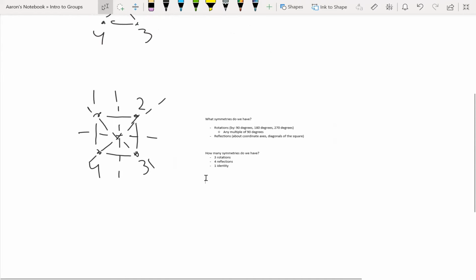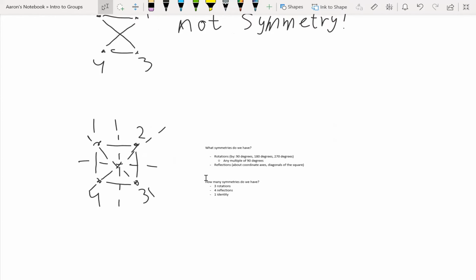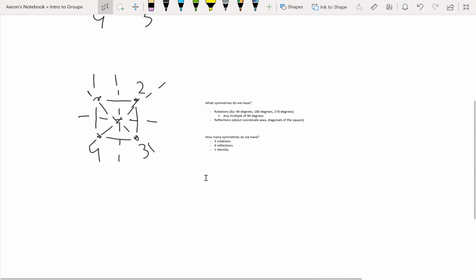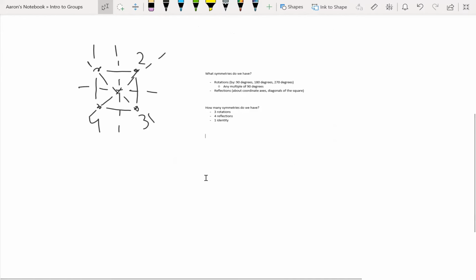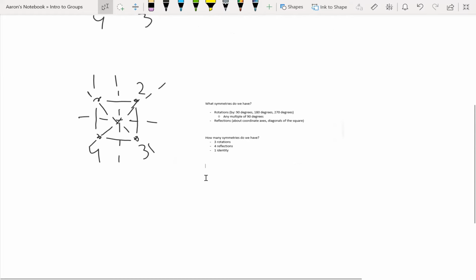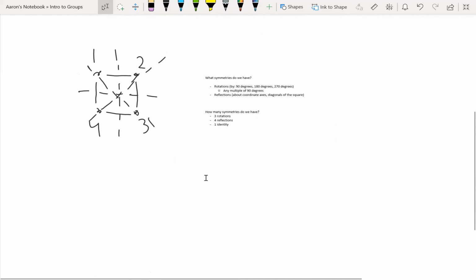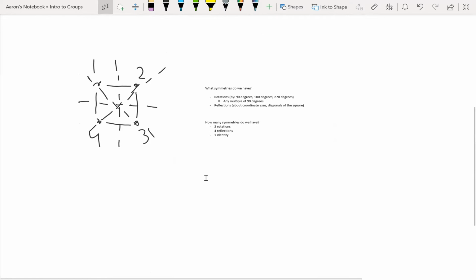So, what do we want to take away from this? What we want to take away is that we've just described a group. Why have we described a group? Well, what are the objects of the group? The objects are symmetries of the square. What group have we described? So objects, symmetries of the square. What's our operation?